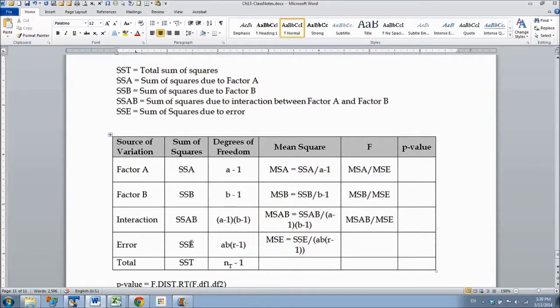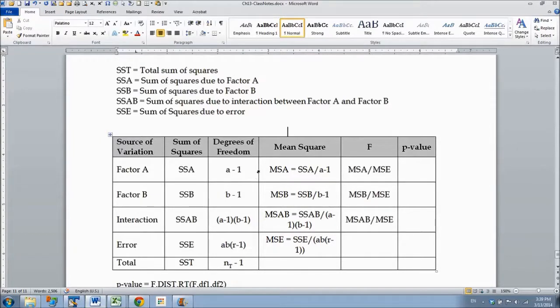And for SSE, the degrees of freedom is a times b times r minus 1, r being the number of replications. Divide that into SSE, you get MSE. And note that the sum of the degrees of freedom of these four should be equal to n sub t minus 1, which is the degrees of freedom for SST.